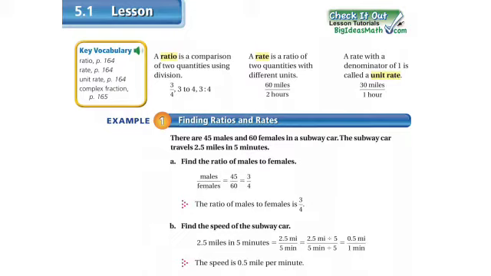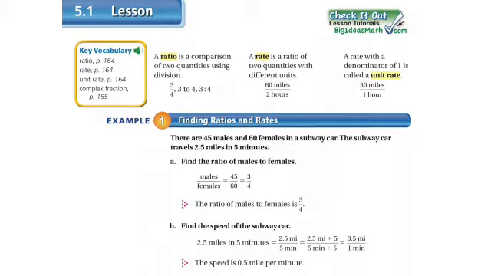A rate is a ratio of two quantities with different units. For instance, 60 miles per 2 hours. Miles and hours are two different units, which makes this a rate. And then there's a unit rate. That's a rate with a denominator of 1, and we use these most frequently. For instance, 30 miles per 1 hour. You wouldn't want to see a speed limit sign that says 60 miles per 2 hours, because then you'd have to do math. You want to see 30 miles per 1 hour.